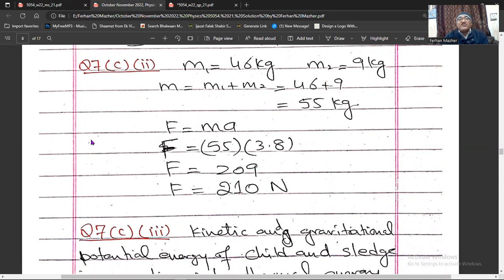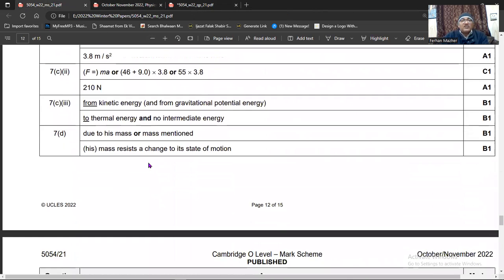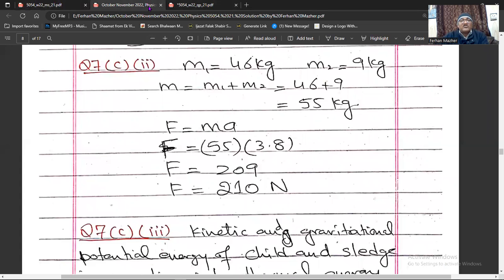Mass is 55 kg. Acceleration, the deceleration actually, is 3.8 meter per second square. Just multiply them, you get 209, which is approximately 210 in two significant figures. So 210 Newton will be the resultant force. I hope you see this is the solution.